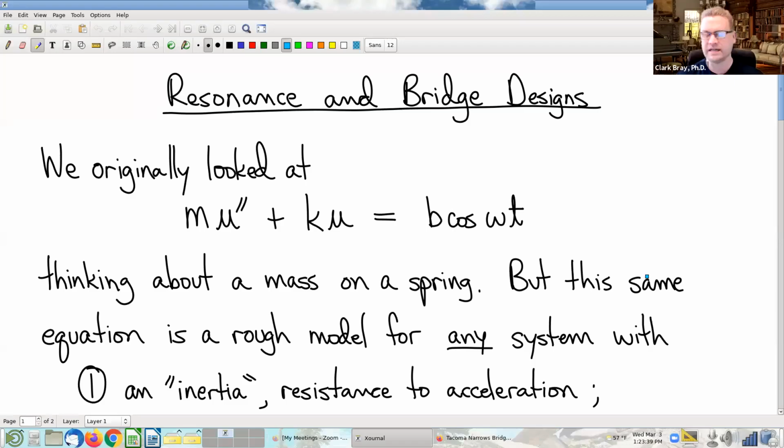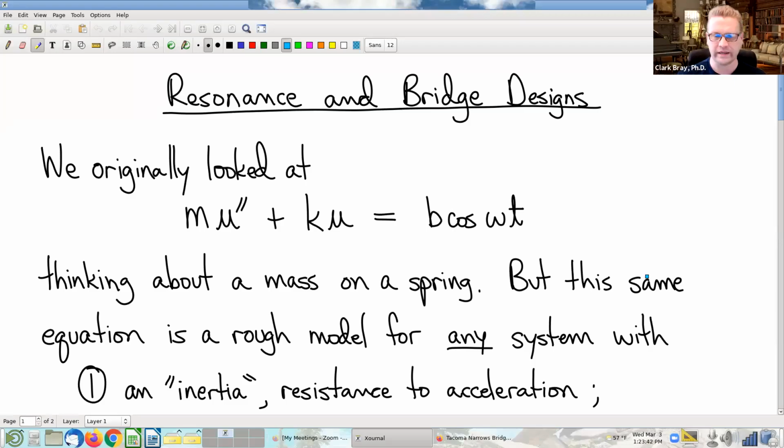Okay, so I want to have a discussion here about, I think, a really interesting interpretation of the mass on a spring problems that y'all have been reading about in the book and in the notes and listening to my lectures about. This is about bridge designs. So there's a big consideration related to that when it comes to designing bridges.